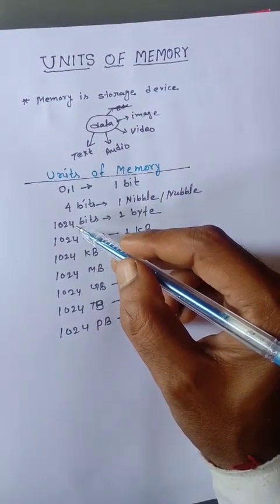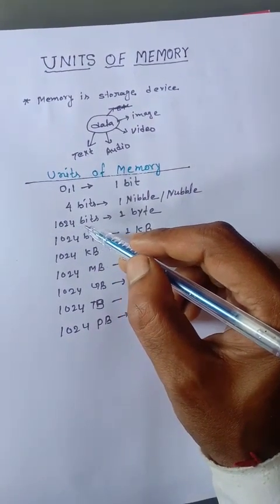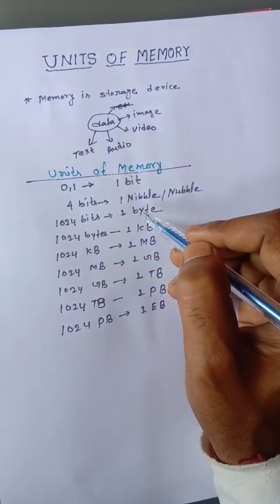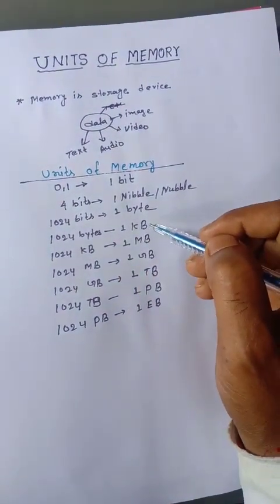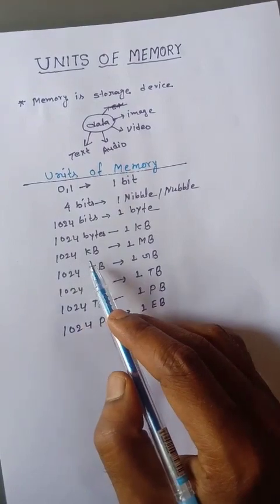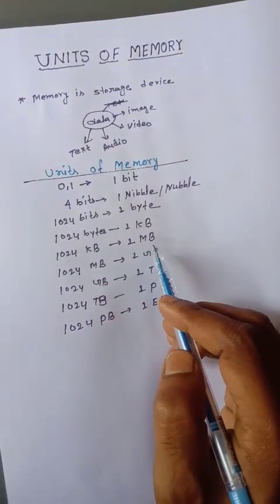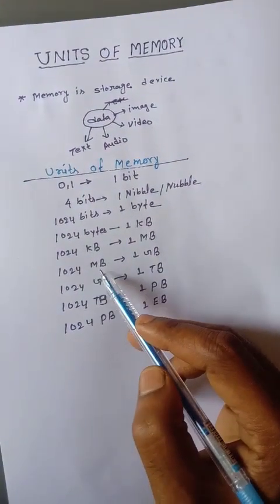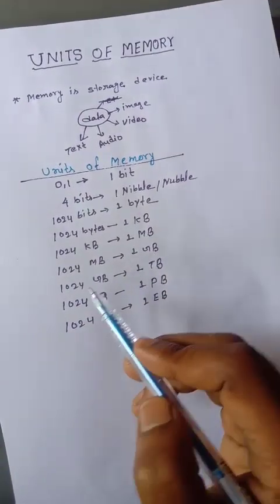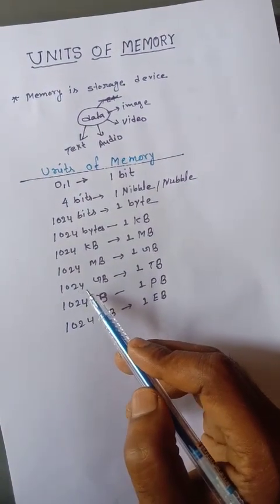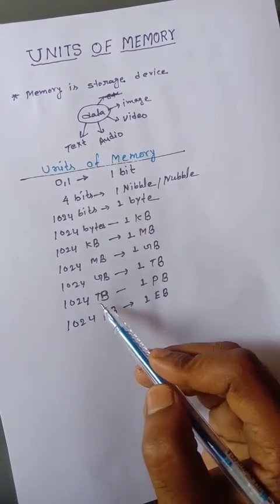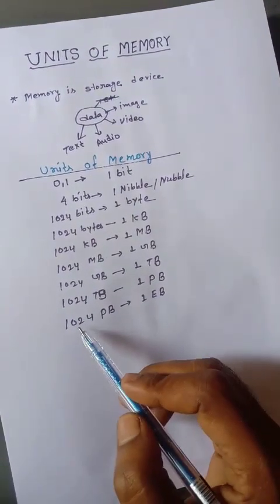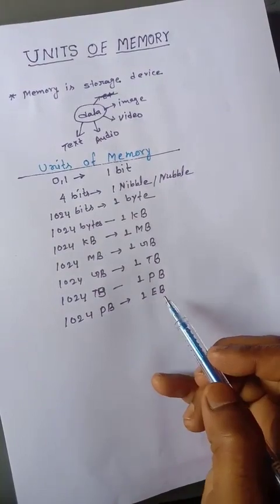Next one is 1024 bits equals 1 byte. 1024 bytes equals 1 KB. 1024 KB equals 1 MB. 1024 MB equals 1 GB. 1024 GB equals 1 TB. 1024 TB equals 1 PB. 1024 PB equals 1 EB.